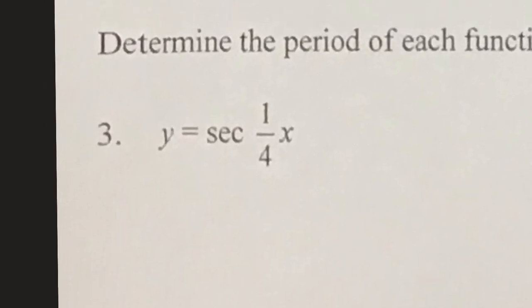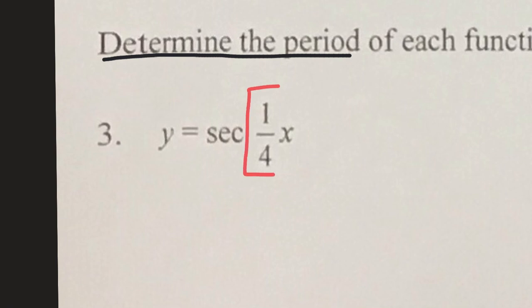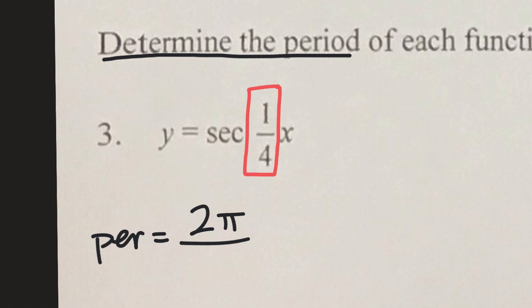Okay, it just says find the period. Right, pretty standard stuff for our trig graphs. So the b value in this case is 1/4. Right, that's the number in front of x. So we're going to take our 2 pi, which is your standard period for cosecant or secant, and divide it by 1/4. Okay, and hopefully you don't need your calculator for this.